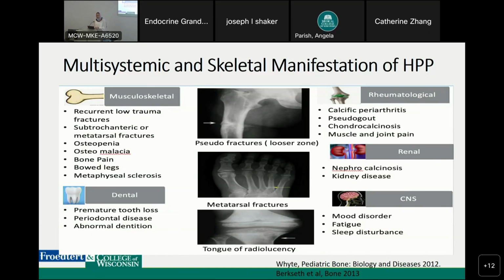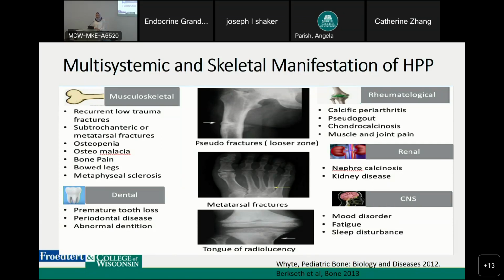And then there are also rheumatological symptoms. There's pseudogout and calcific periarthritis, and the mechanism for the calcium pyrophosphate crystal deposition mainly comes from the abnormal inorganic pyrophosphate to inorganic phosphate ratio, which results in accumulation of calcium pyrophosphate crystals. There is also nephrocalcinosis, acute kidney injury, and chronic kidney disease, and there's a lot of mood disorder, fatigue, and sleep disturbance, mainly due to abnormal formation of the neurotransmitter that we spoke about.